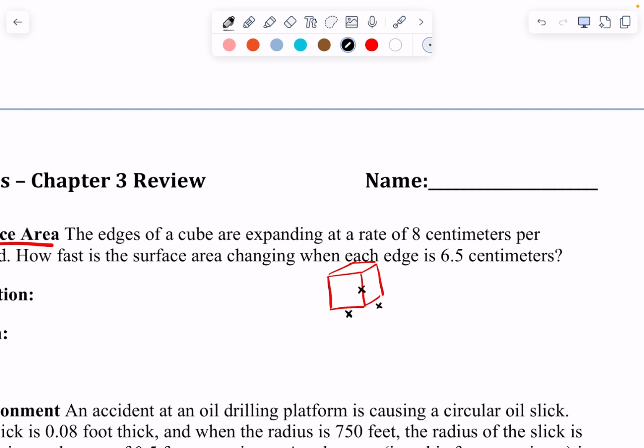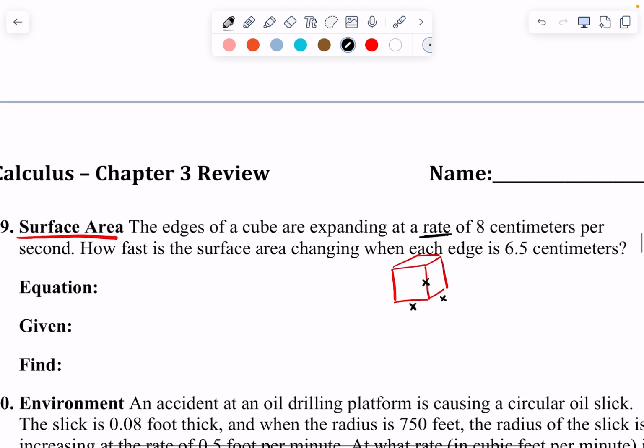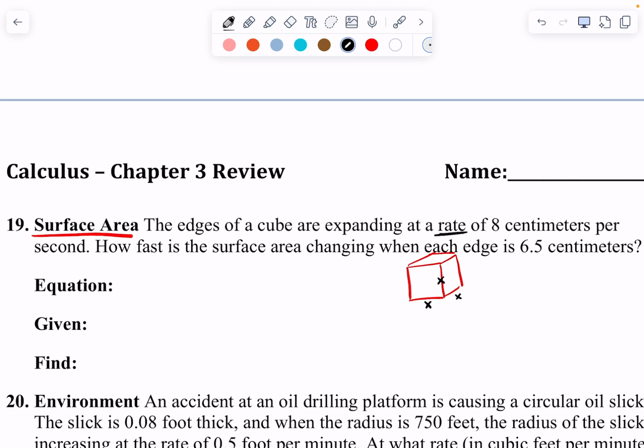Okay, and the edges are expanding at a rate of 8. What does that mean? R equals 8. Well, what is the rate at which this side is expanding? dx/dt, right? If we call it x, dx/dt is the rate at which it expands, right? And that is 8. How fast is the surface area changing?